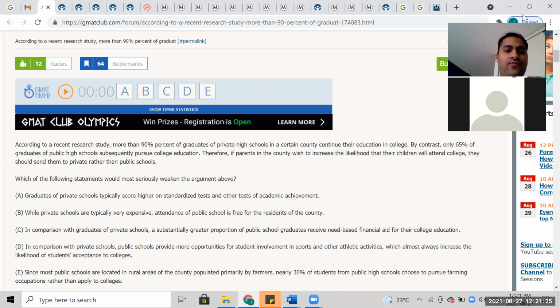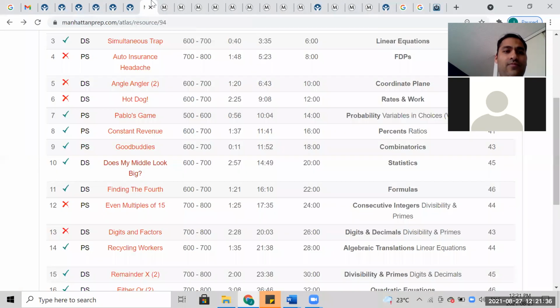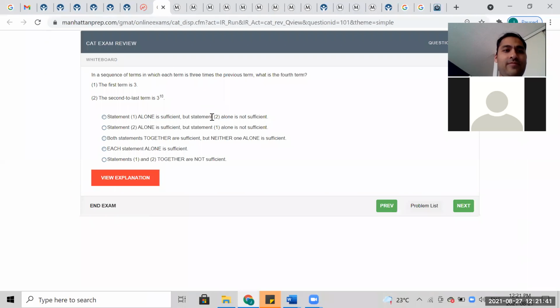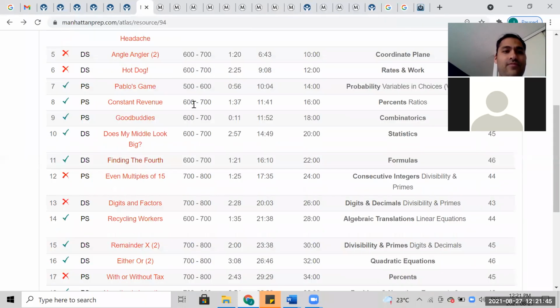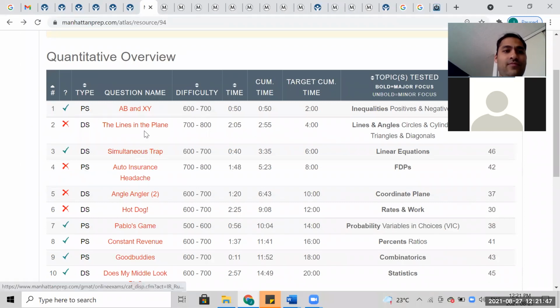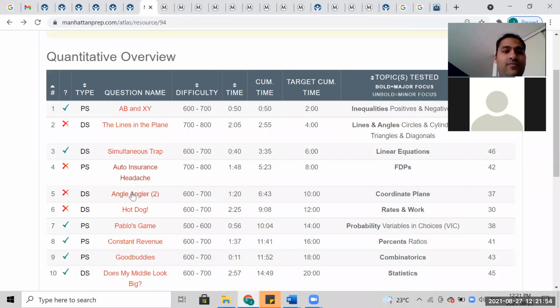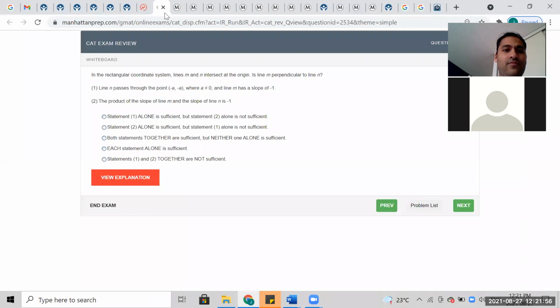Graduates of private schools typically score higher on standardized tests and other tests of academic level. While private schools are typically very expensive, attendance of public school is free for the residents of the county. In comparison with graduates of private schools, a substantially greater portion of public school students receive need-based financial aid for their college education. In comparison with private schools, public schools provide more opportunities for student involvement in sports.